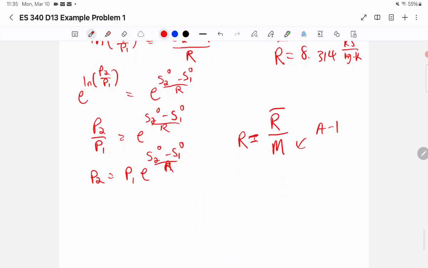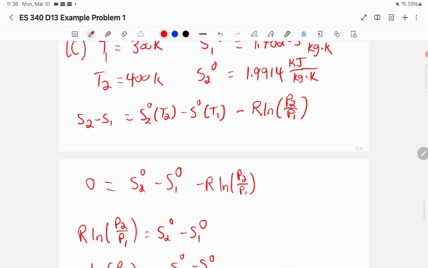So if I do that, then I find that R, I'm not going to calculate it out at this point. We'll just leave it in terms of the value that we find off of that table. From table A1, we find M for air is 28.97, and now what we're going to do is substitute in all the values.